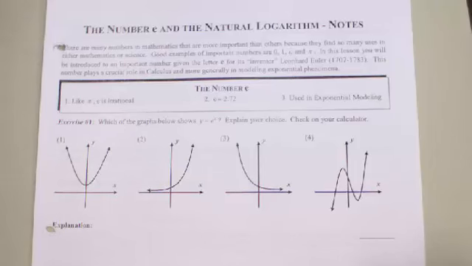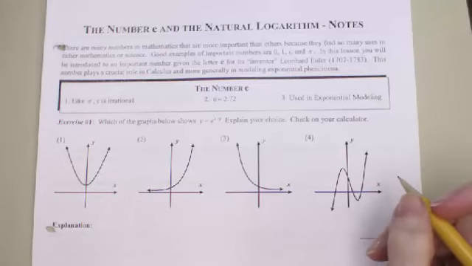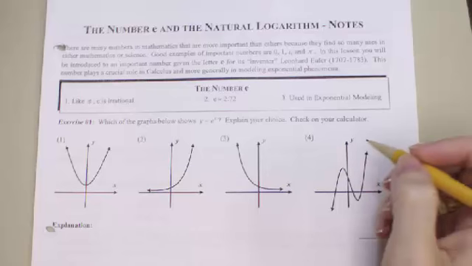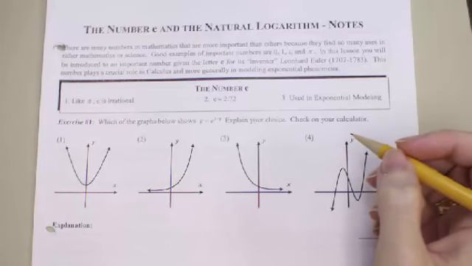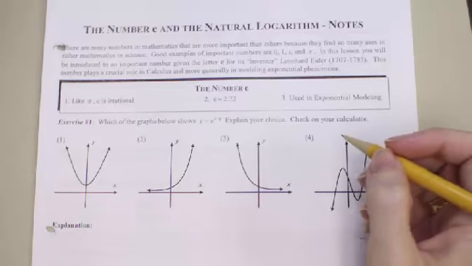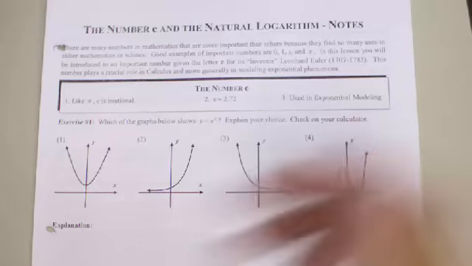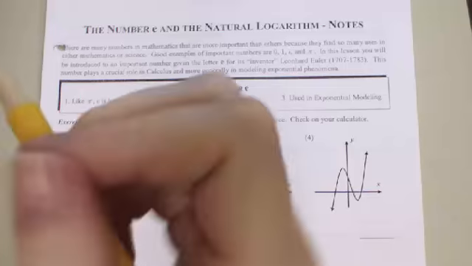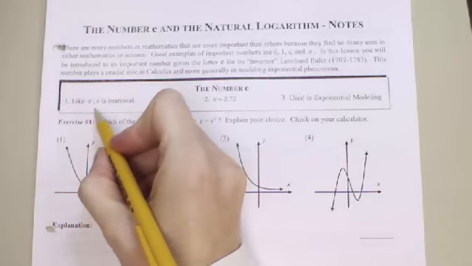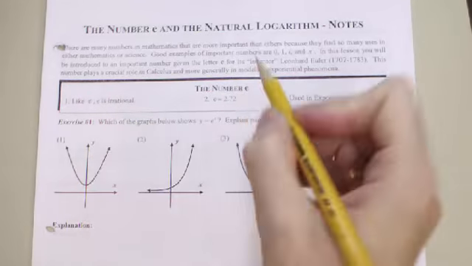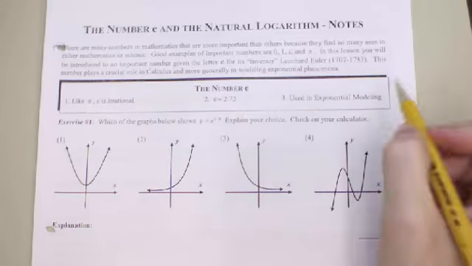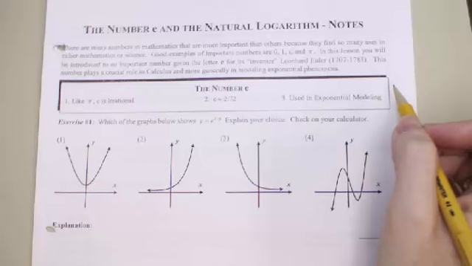Good evening, everyone. Tonight we're going to be looking at the number e and the natural logarithms. As we go through learning about the math world, there are some specific numbers that come up more often. So we're going to be looking today at the letter e. Just like pi, e is an irrational number, and it's most closely equivalent to 2.72. We're going to be using exponential modeling.